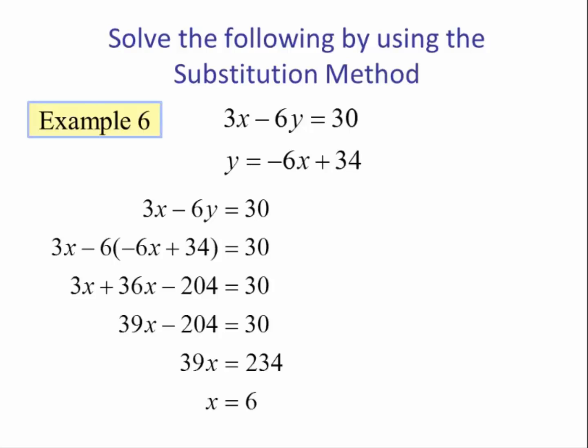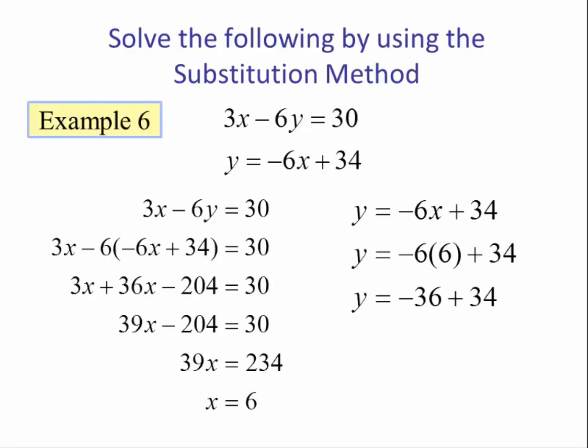Our next step is to take either original equation, and everywhere we see an x, substitute a 6. It's going to take the least amount of work if we use the second equation. So we have y equals negative 6x plus 34, or negative 6 times 6 plus 34. Now we have y equals negative 36 plus 34, which gives us negative 2 for y. So the solution to this system is 6 comma negative 2.